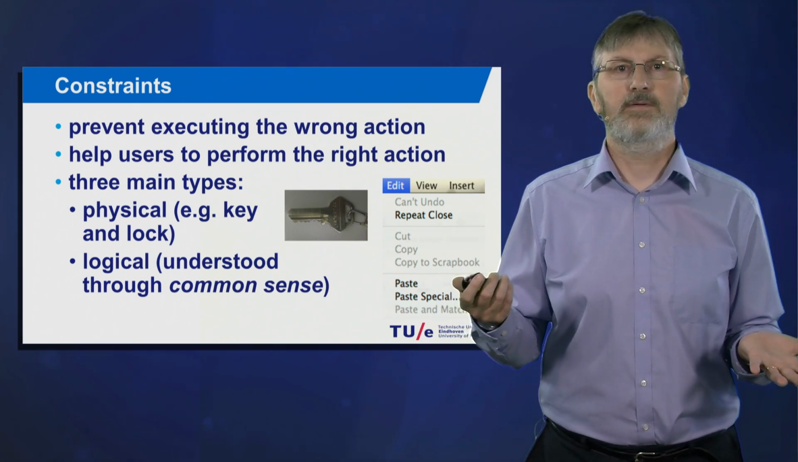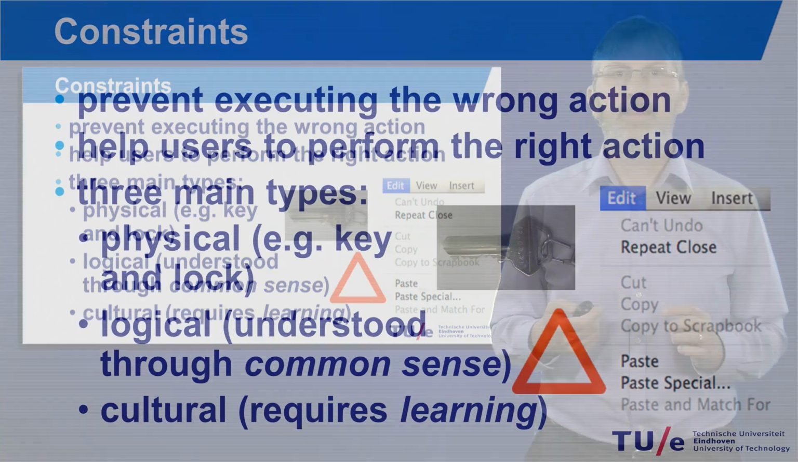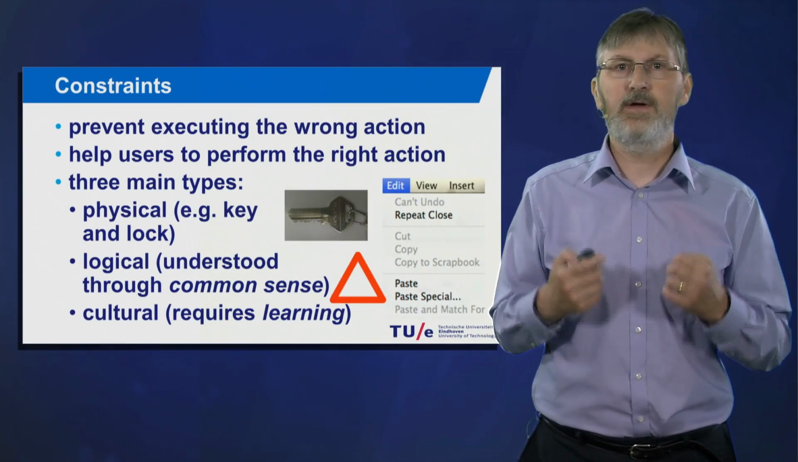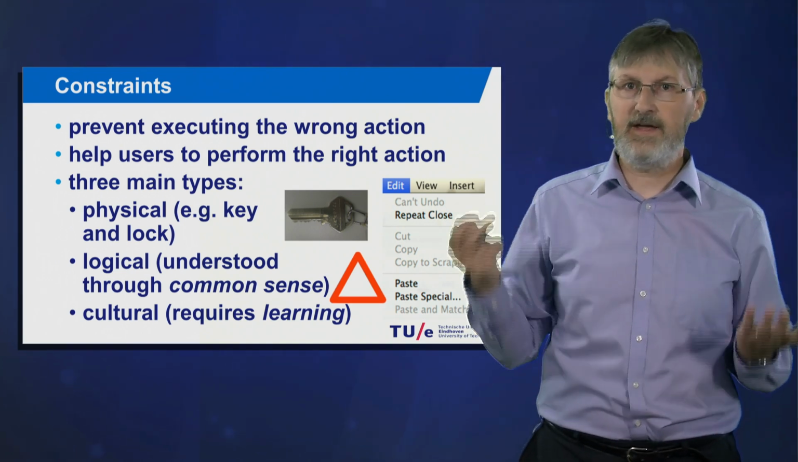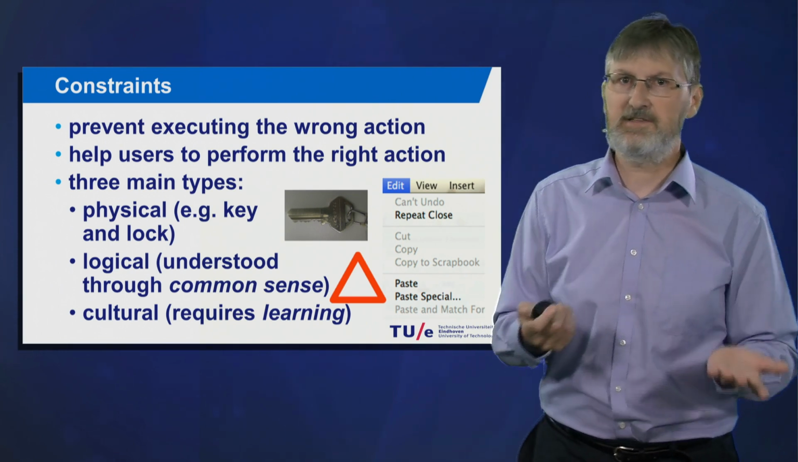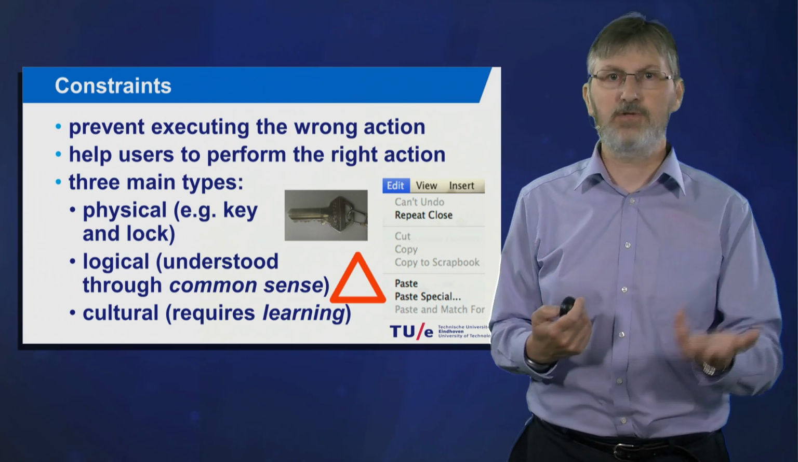But then there are also cultural constraints. If you haven't been told or you haven't read what the signals mean, you wouldn't know. Common sense isn't going to help you to figure out, for instance, that a red triangle means danger. There's nothing in nature that tells us that. So traffic signs are a good example of cultural constraints.